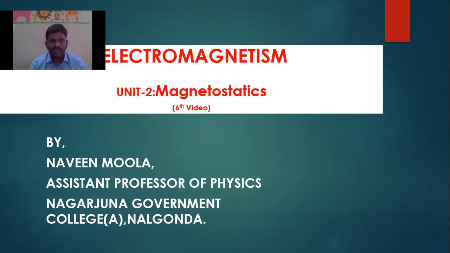We are discussing electromagnetism, paper 5 for 5th semester BSc Physics students, and we are dealing with Unit 2, Magnetostatics. We have completed 5 videos in which we saw magnetic field induction, how to calculate magnetic field induction using Biot-Savart law as well as Ampere's law. And even we solved some problems based on those two laws.